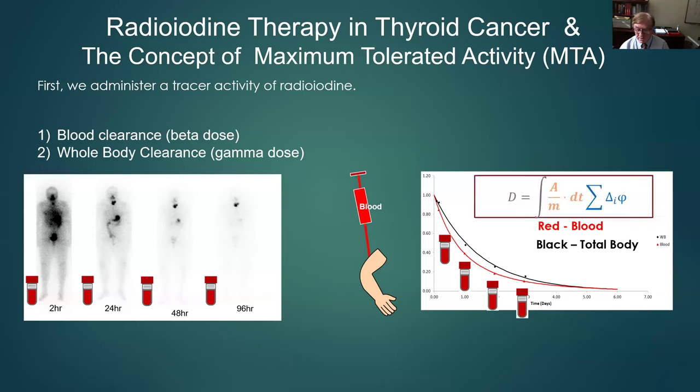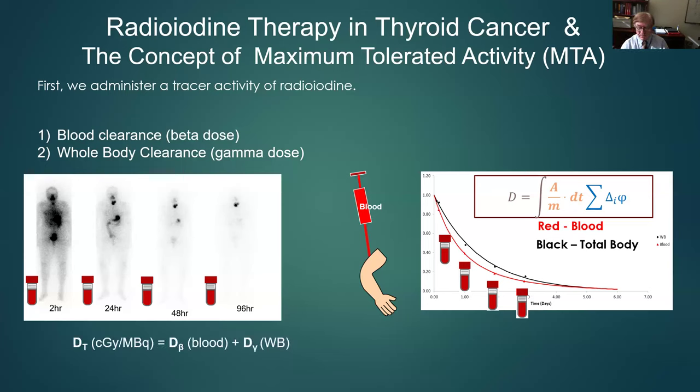Note, the radiation dose consists of two terms: a biological uptake and clearance term in orange, that's this integral of A over MDT, and a physics term, that is the properties of the radiation energy emitted, this is in blue. This is the sum of the emissions, delta, and the fraction of those that are locally deposited. Usually for the beta, that phi term is one, but it will be small for gamma rays.